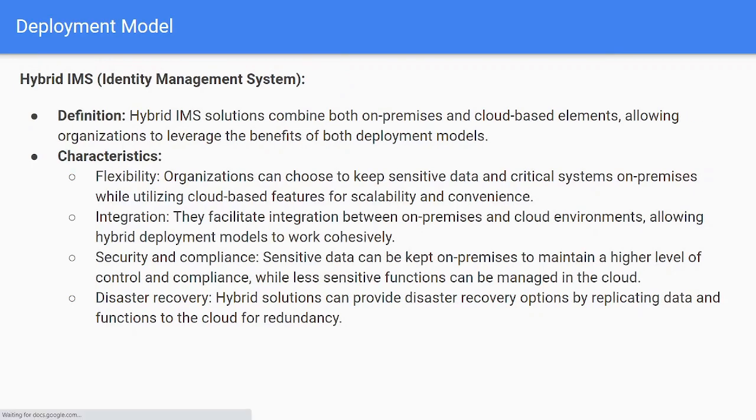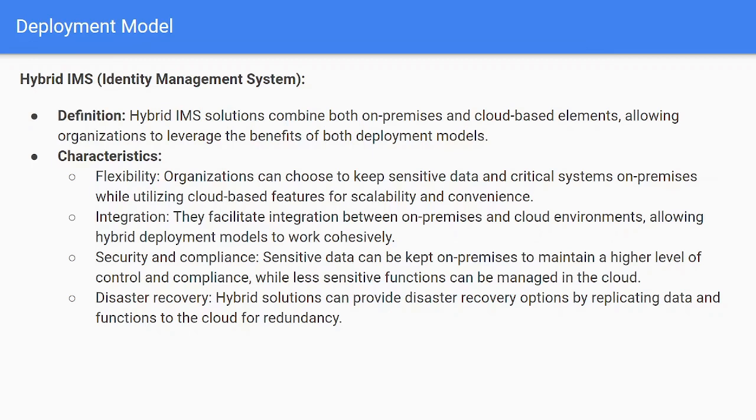The next deployment model that we have is the hybrid identity management system. Hybrid IMS solutions combine both on-premise and cloud-based elements, allowing organizations to leverage the benefits of both deployment models. So basically, this is where an organization has an on-premise infrastructure and also has a cloud-based IMS solution.